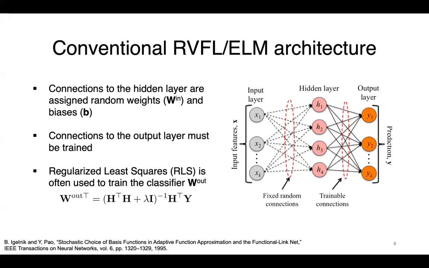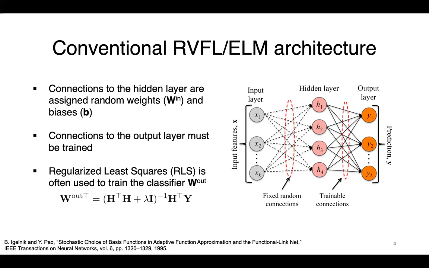The conventional RVFL is a shallow feed-forward network comprised of 3 layers: the input, hidden, and output layers. You might also know this network under the name Extreme Learning Machine. Connections to the hidden layer are assigned random weights and biases prior to training. Training the network only involves training the connections to the output layer, which is easily solvable as a convex optimization problem. This can be done in one analytic step by solving the ridge regression problem.